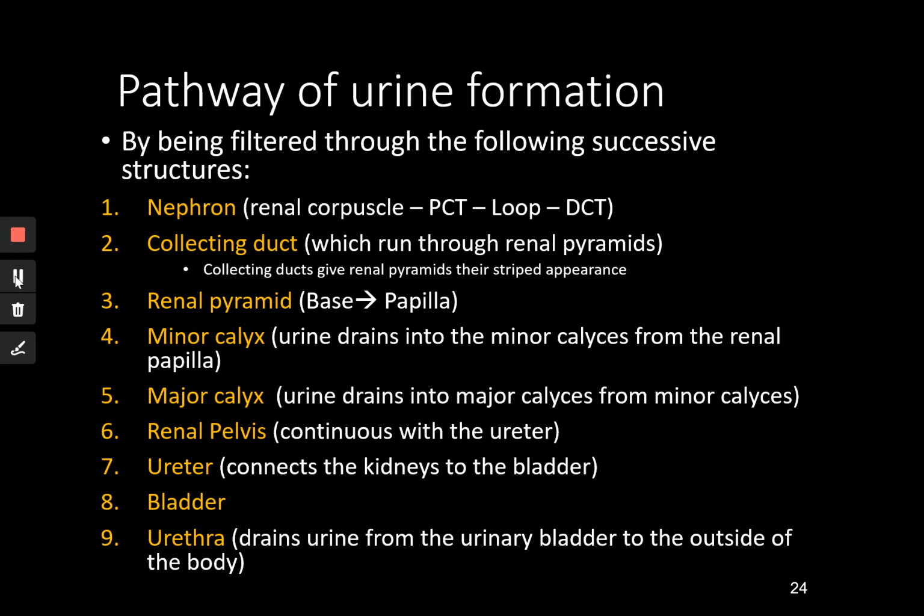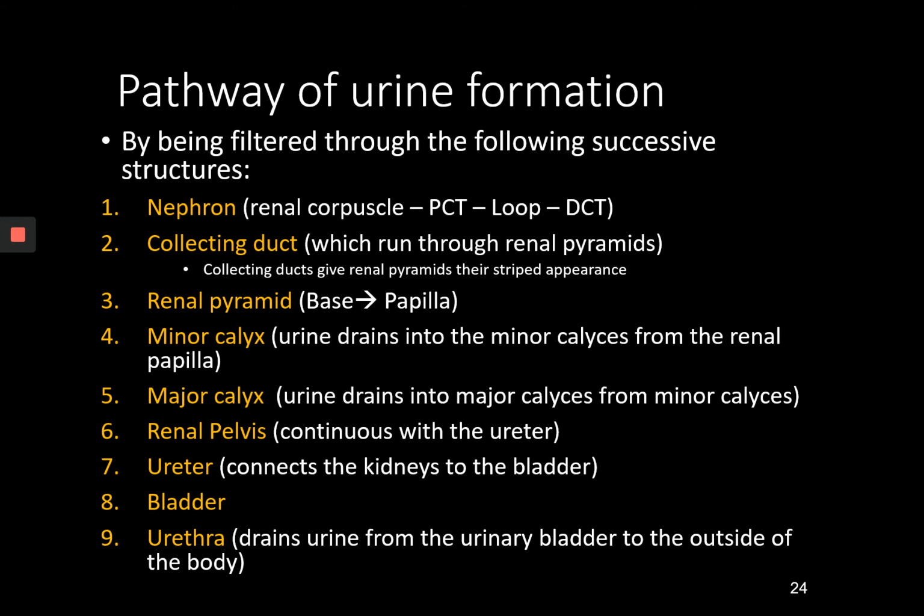That's a funnel that drains minor calyces, and it's going to be continuous with the renal pelvis, which is continuous with the ureter. And then the ureter connects the kidneys to the bladder, and the bladder is going to drain urine out of it via the urethra. So that was a quick overview. Let me make it even quicker.